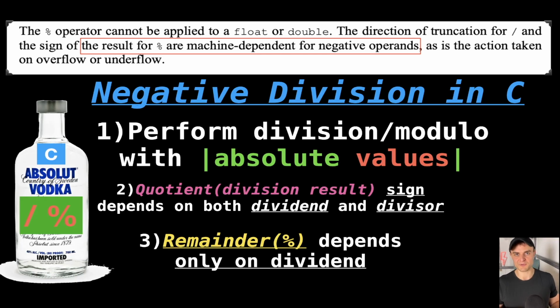We just focus on our beautiful C programming language for now, because afterwards we're gonna use Python, of course, because it is amazing as a language, it's very user-friendly. When we have negative numbers, negative division, we do the division with absolute values, and then we decide the sign of the quotient, the result, by balancing the dividend and the divisor. The remainder cares only about the dividend.